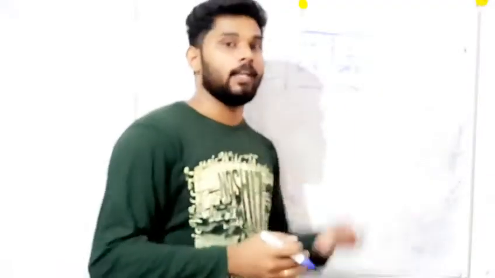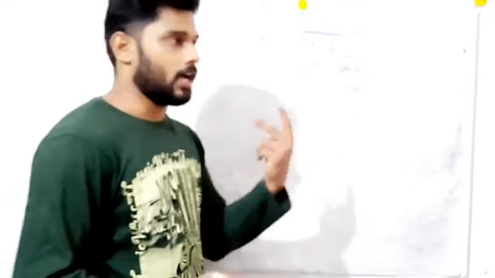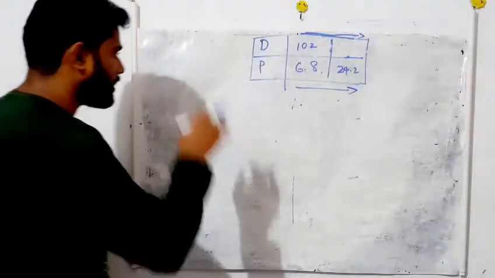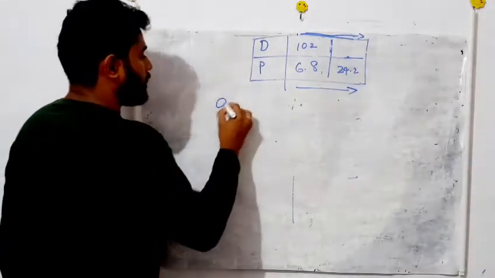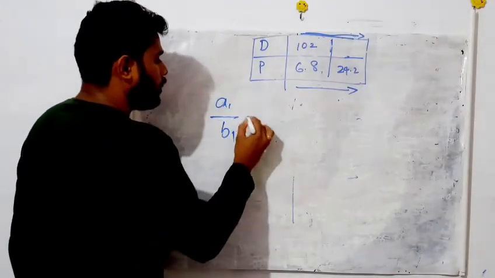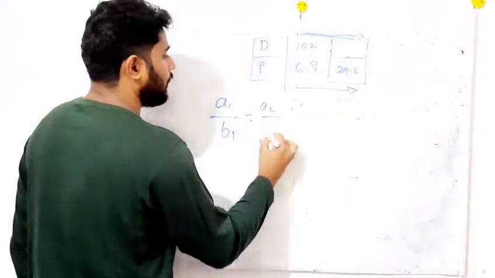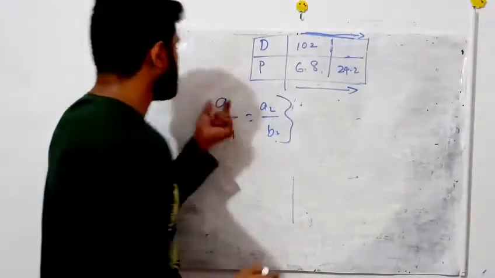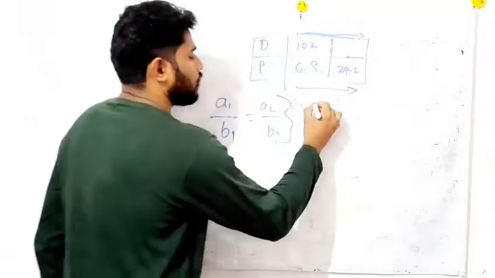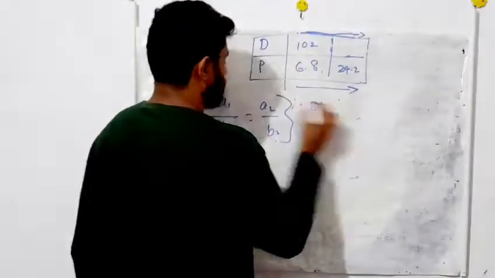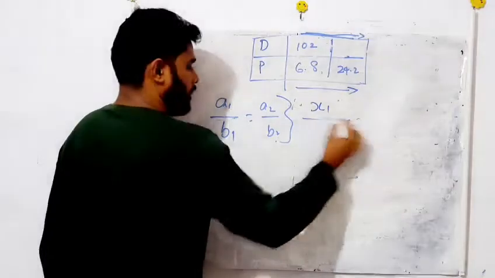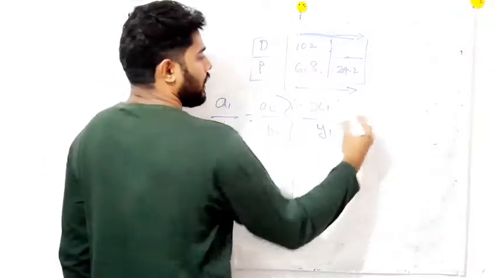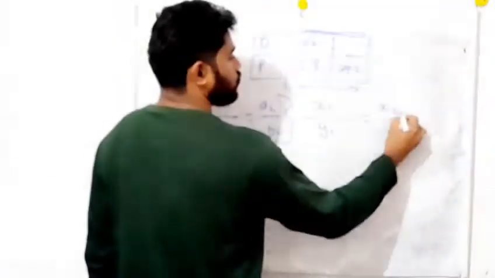We already learned last year two equations, one for direct and one for indirect. You remember that one? If it's a direct proportion, we can use that equation. What is that? A1 by B1 is equal to A2 by B2. Okay. Here we are changing these variables. We imagine that in the place of A we are writing x1, in the place of B we are writing y1. Okay. x1 by y1 is equal to x2 by y2.